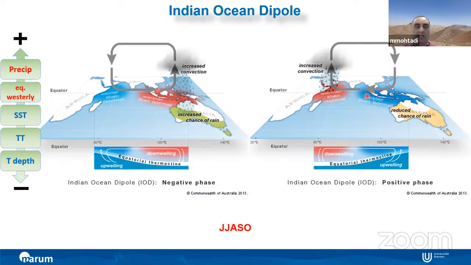This is because of the anomalously strong southeasterly winds during the monsoon season, so during June, July, August, September, and October. So this feature is bound to the winter monsoon in this region and is terminated by the termination of the winter monsoon.